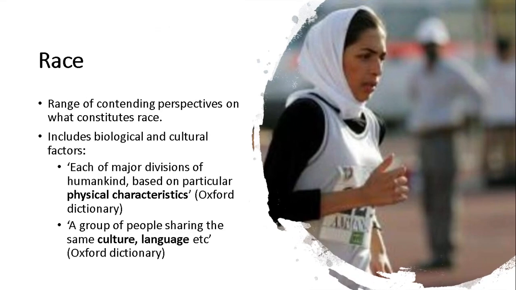There are a range of contending perspectives on what constitutes race. However, if we use the Oxford Dictionary as a useful starting point, then we understand that race includes biological and cultural factors. For biological factors, the Oxford Dictionary states each of the major divisions of humankind based on particular physical characteristics. And for cultural, the Oxford Dictionary states a group of people sharing the same culture or language, etc.